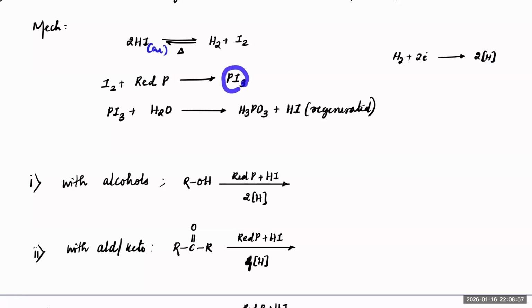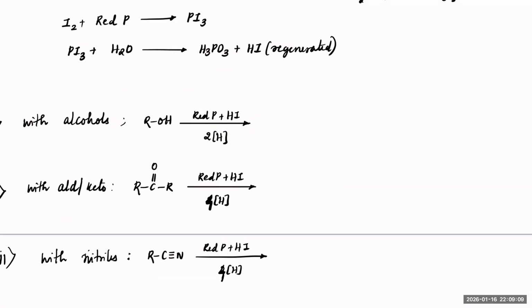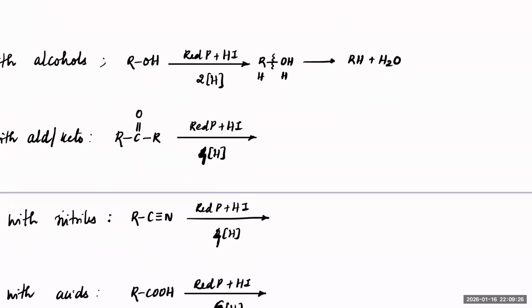Notice that when this PI3 reacts with H2O, it regenerates HI, so there is a rich amount of HI that will keep on being produced. Because of this HI, what would happen? Let's say I react with alcohols. You always notice that hydrogen gets distributed like this. This bond will break here, and you'll get RH and H. So what do I get? I'll get RH plus H2O. That is the product you will get.